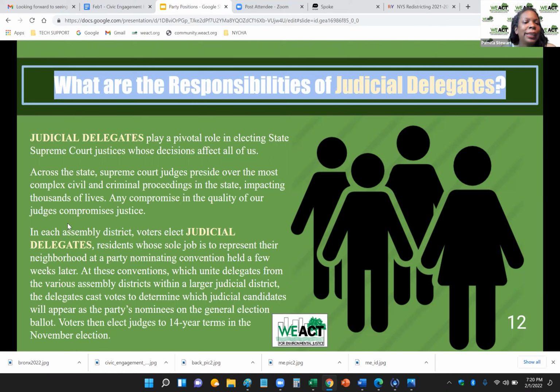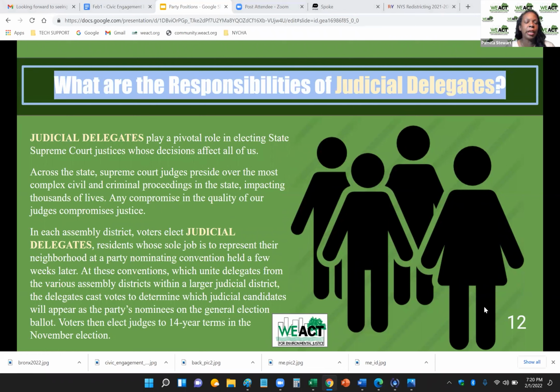In each assembly district, voters elect judicial delegates, residents whose sole job is to represent their neighborhoods at a party nominating convention held a few weeks after they're elected. At these conventions, which unite delegates from across various assembly districts within one larger judicial district, so a judicial district is bigger than an assembly district, because there's a lot of assembly districts in there, they come together and they vote who's going to be their party's nomination.